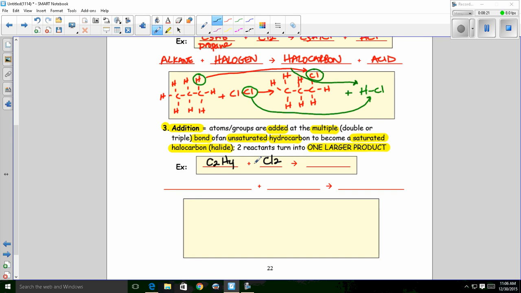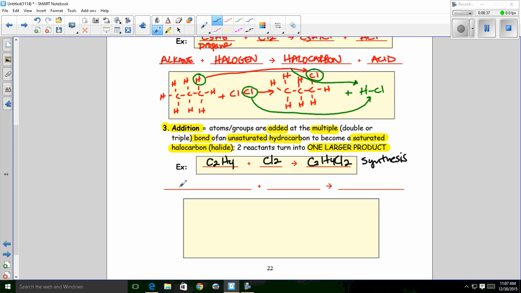Well, we got two smaller reactants. We're going to produce one larger product. We're going to have C2H4Cl2. This looks very similar to a synthesis reaction that we talked about earlier this year.